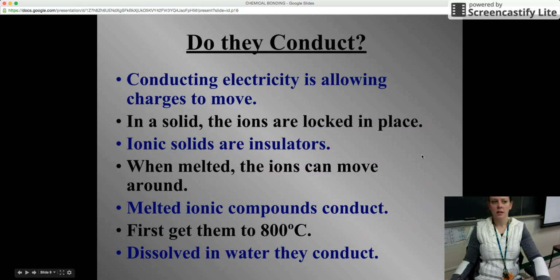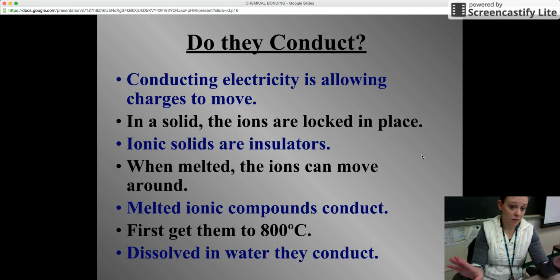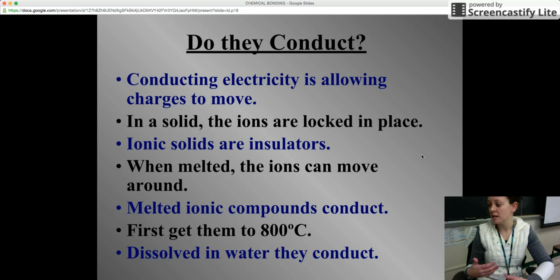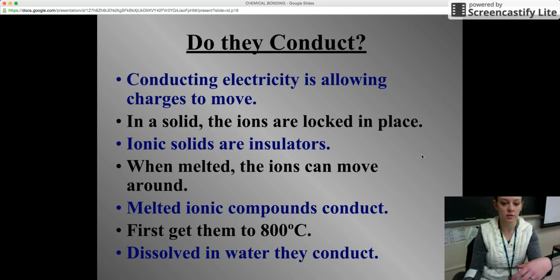As far as conducting electricity, ionic compounds by themselves, like a piece of salt, do not conduct electricity. They are insulators. However, if we melt an ionic compound, so if we were able to get a salt crystal up to a high enough temperature that it would become a liquid instead of a solid, then it would conduct electricity. Or if we were to dump it in some water and mix it up to make a solution, that would also conduct electricity. But ionic compounds solely by themselves don't conduct electricity. They have to be melted or they have to be in water.